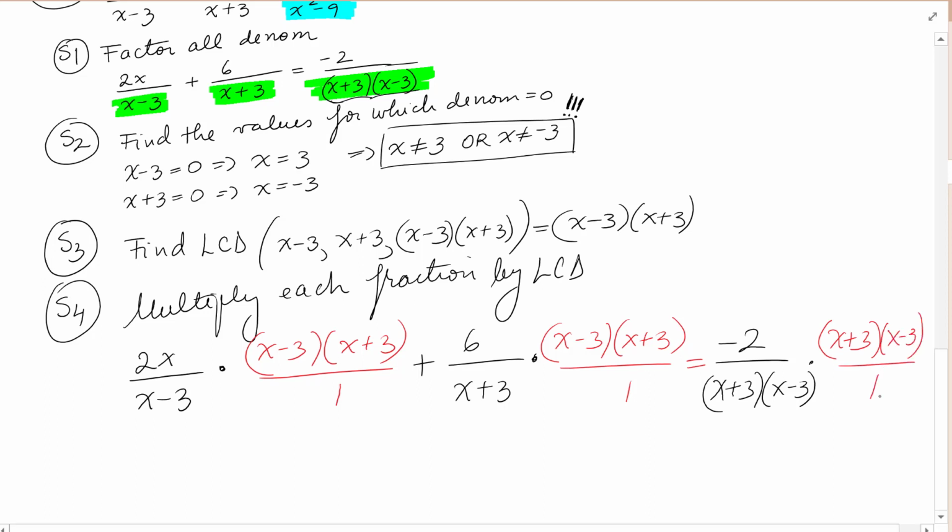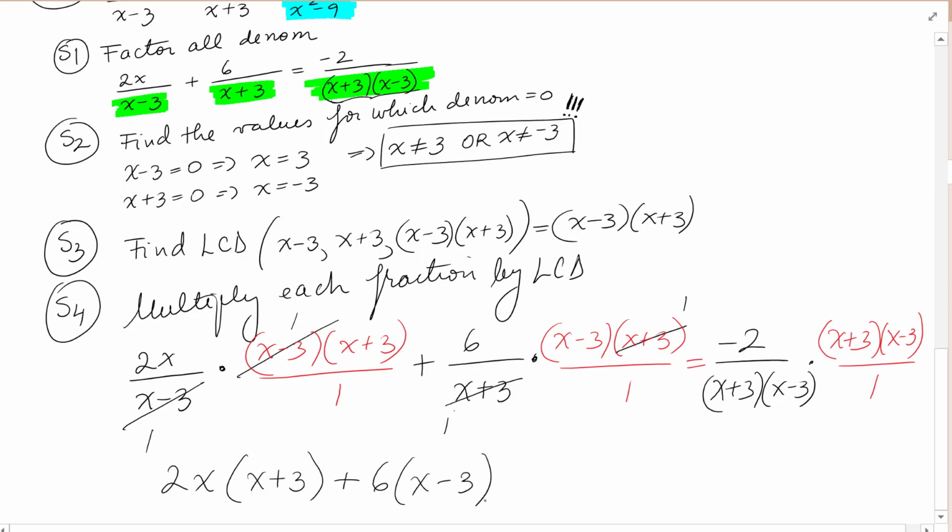And now let's start simplifying. So x minus 3 cancels with x minus 3, so we end up with 2x times x plus 3, plus x plus 3 cancels with x plus 3 and we get 1. So plus 6 times x minus 3 equals negative 2 times, well, x plus 3 cancels with x plus 3, we get 1. X minus 3 with x minus 3, we get 1. So it's just negative 2.